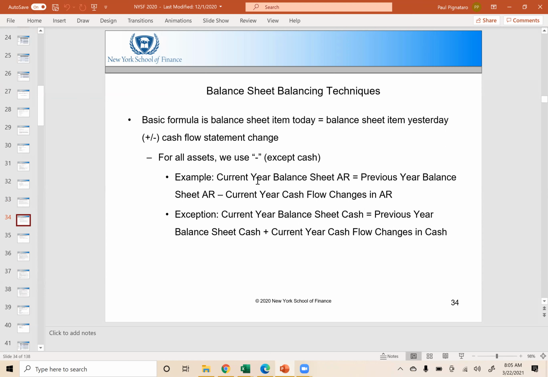We took accounts receivable, for example, right? If there's an accounts receivable inflow in your cash flow statement, that means you've collected on your receivables. You've collected what was owed from your customer. If you've collected, then your accounts receivable balance will go down. So your balance sheet balance should say balance sheet last year minus that positive cash flow.